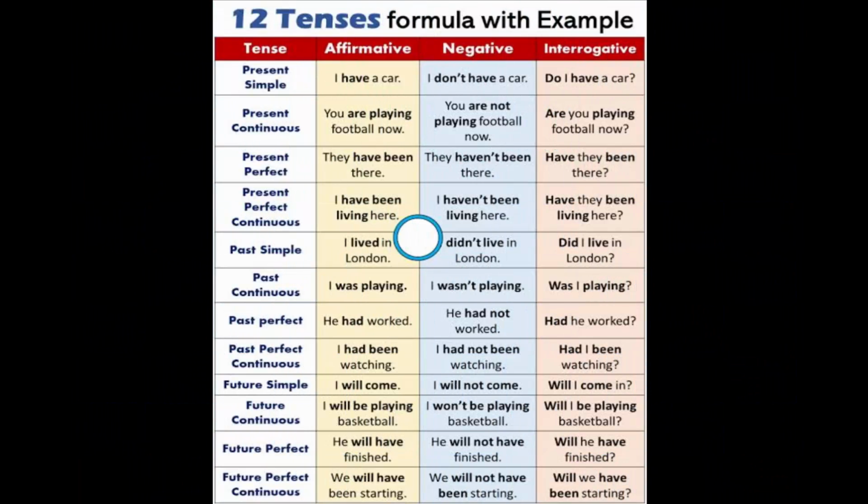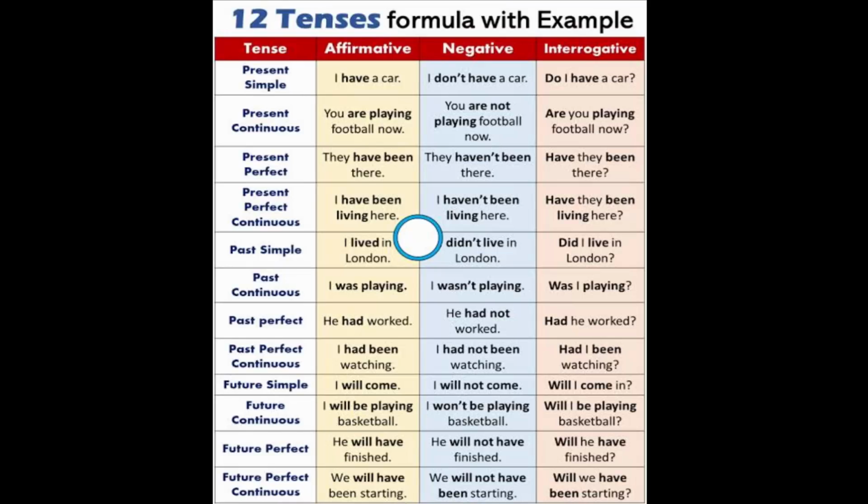Let's do some practice on these 12 tenses with the help of an exemplary sentence. In present simple, we have a sentence, I have a car. The negative is I don't have a car. In interrogative, do I have a car? In present continuous, you are playing football now. Negative, you are not playing football now. Interrogative, are you playing football now?